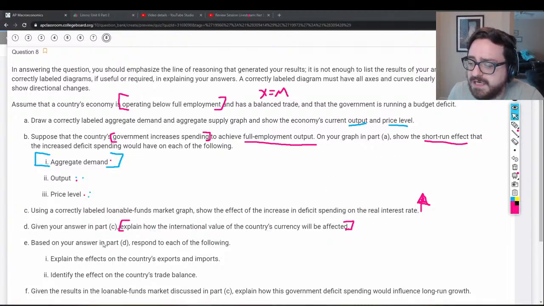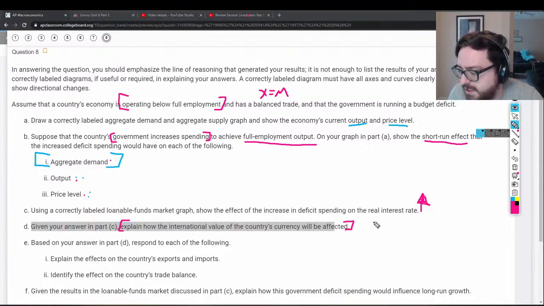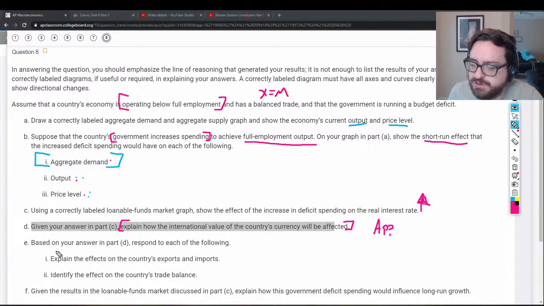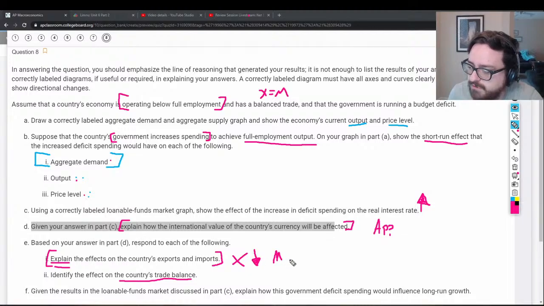Okay, based on your answer to part D, which is that the currency appreciated, respond to each of the following. Explain the effect on imports and exports and identify their trade balance. Okay, I have explained this a couple of times already today as well. It does say to explain it. I'm just writing what the technical answer is. I will verbally explain it. You would have to write it.